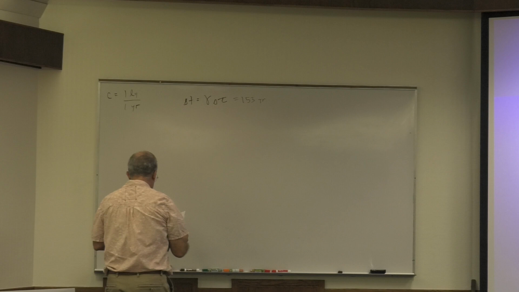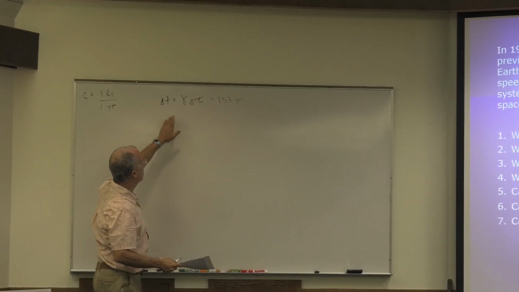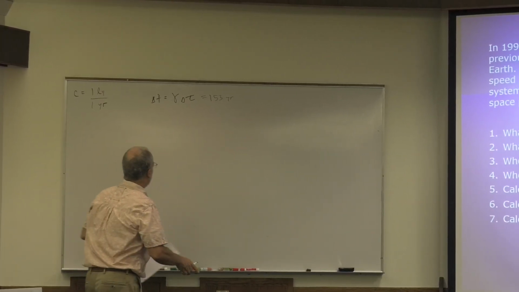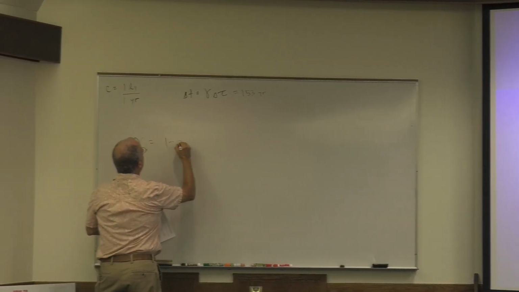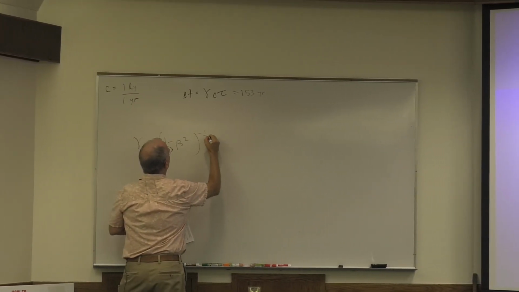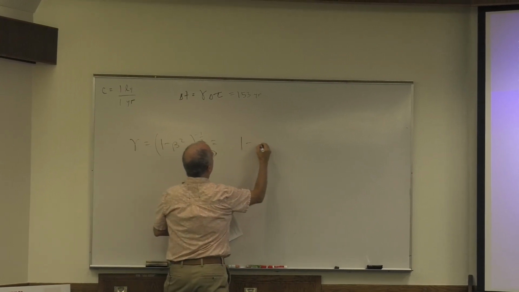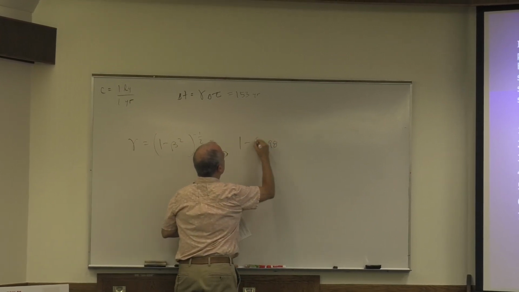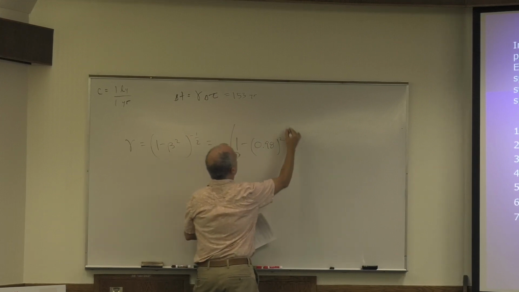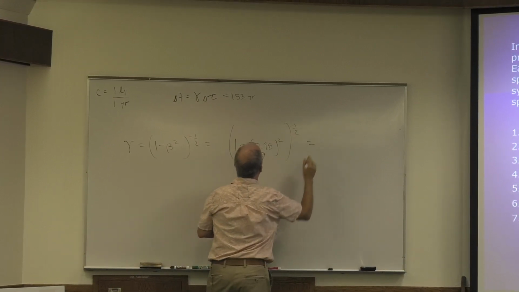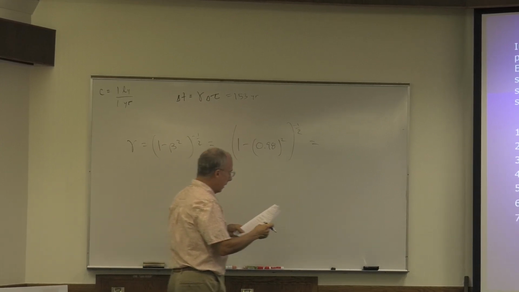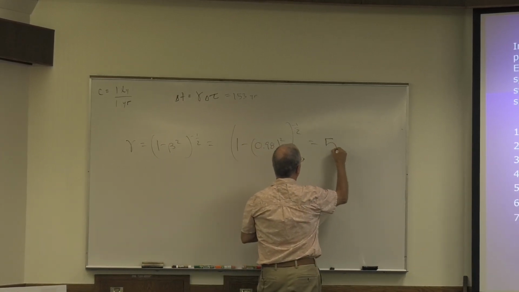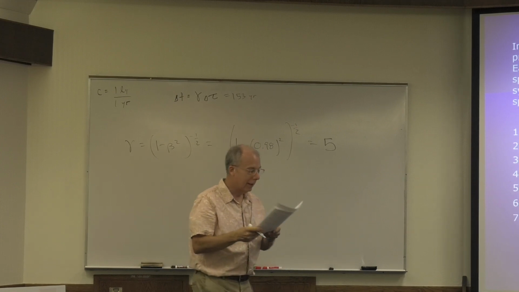As always, whenever you have a relativity problem, the first thing you have to do is calculate gamma. Like I said the other day, gamma is 1 minus beta squared, to the negative 1/2 power. So you get 1 minus 0.98 squared, negative 1/2 power. Don't forget to square it, right? And that comes out to be a nice number, believe it or not, 5. Can't believe it.